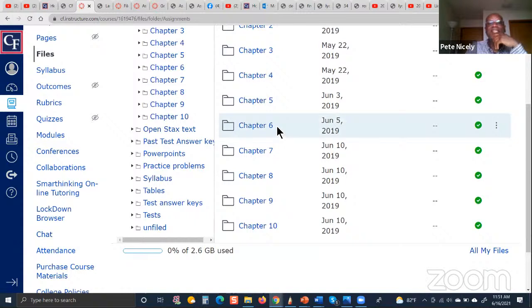I would say the third test will cover chapters 6 through 8. And then the final exam will cover everything, all the way to chapter 10. So 6 through 8 would be test number 3, and that would be due on the same day as the final, which is the 22nd of July.